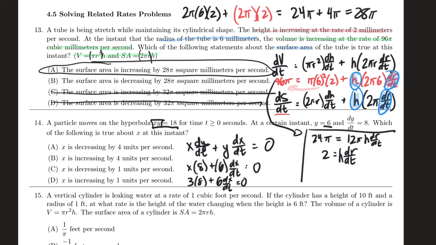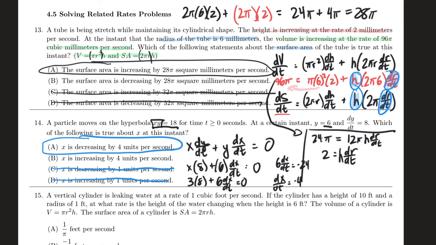3 times 8 is 24. And we divide to get -4. So the change in x is -4. All right, so we know the change is 4 units. All right, so the 1 is out. And again, since -4 is negative, it's decreasing by that amount. All right, it's decreasing by 4 units because we get a negative answer.